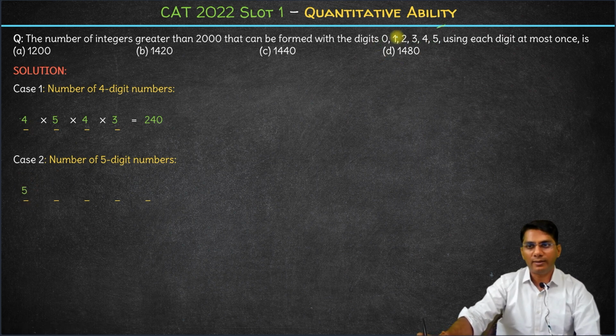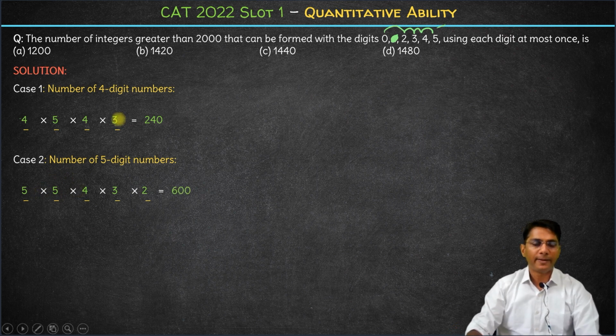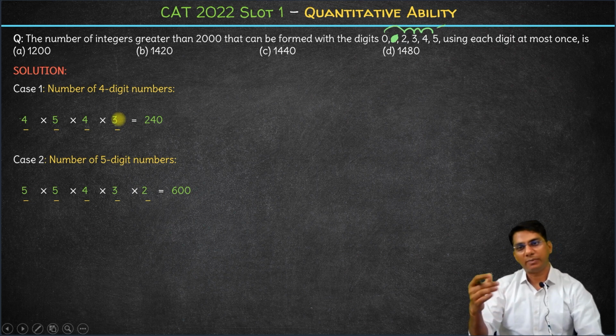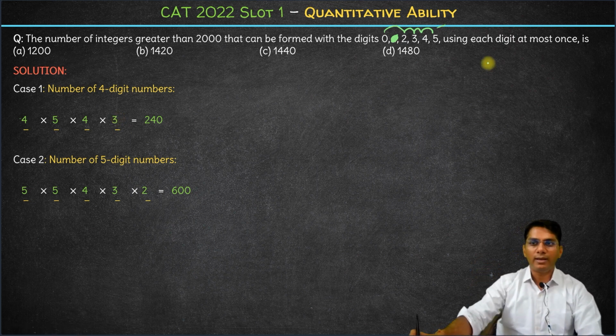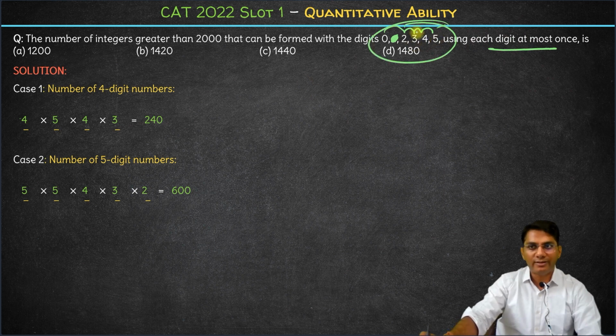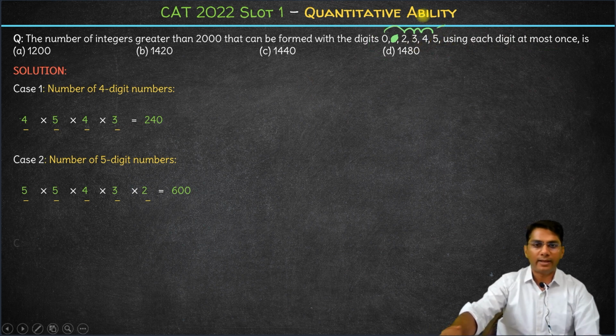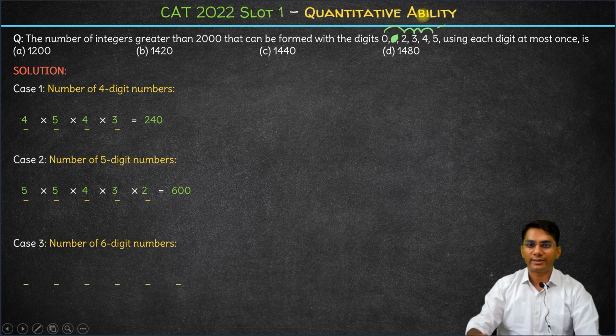Let's say it is filled with 1. Now we have 0, 2, 3, 4, 5. We have 5 digits remaining and we have 4 places remaining. So the remaining 4 places can be filled in 5 into 4 into 3 into 2 ways without repetition. So the total number of such numbers is product of all these numbers, which is 600. So there are 600 5-digit numbers which are by default greater than 2000 and they are formed using these digits without repetition.